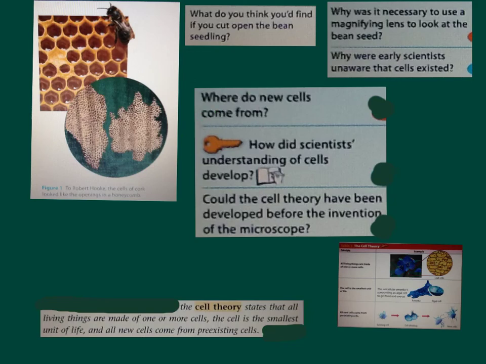Remember, after you see this, you can pause it, write your questions down and answer them, and restart it again so that you pick up where you left off. But all of this needs to be in your science journal, please. Second question, if you notice, the big key is one that we have to know, or it's one of the questions we're going to be answering by the end. And that is, how did scientists' understanding of cells develop?